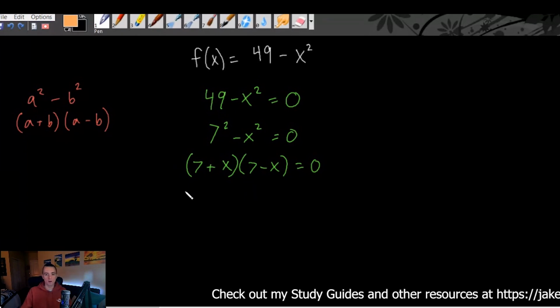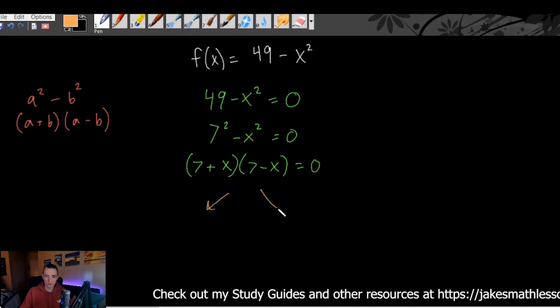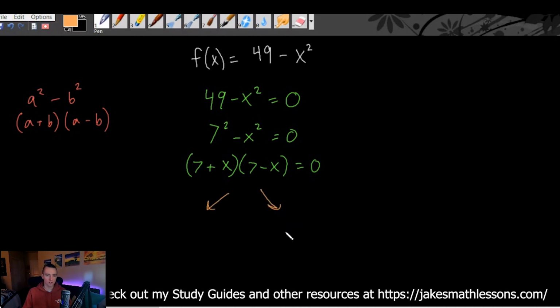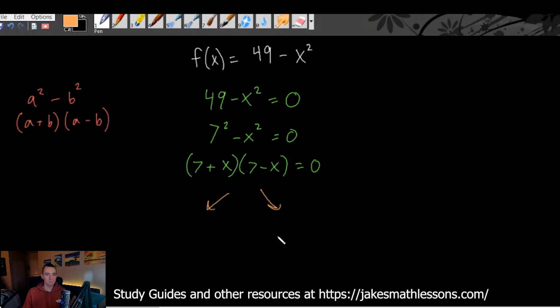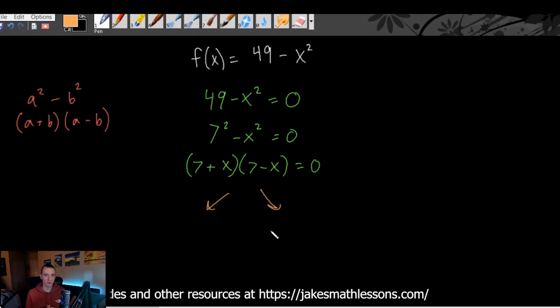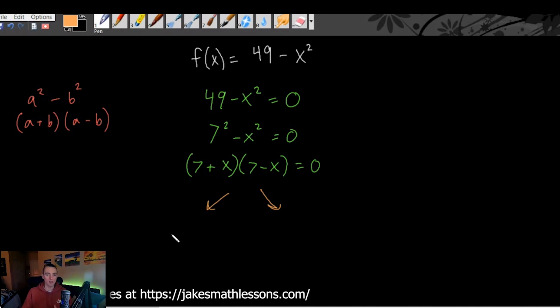So really what that allows you to do is split this into two separate equations that are easier to solve and create a list of different x values that solve any one of the multiple equations. And that gives you all the x values that would cause this whole thing to be 0.